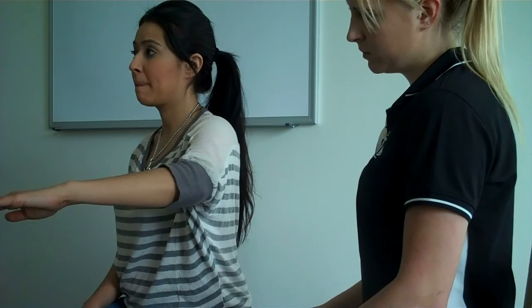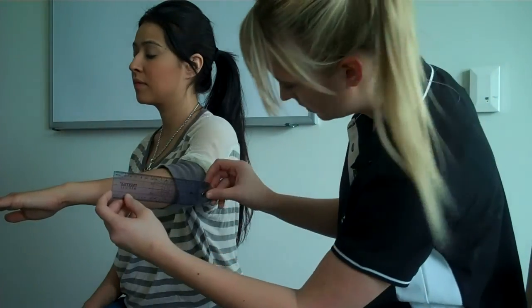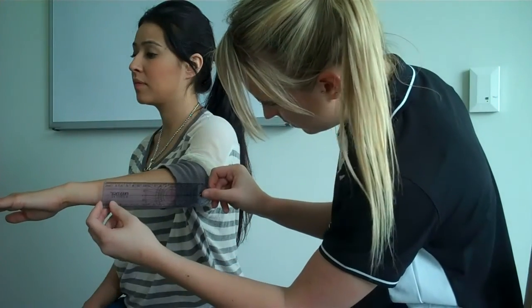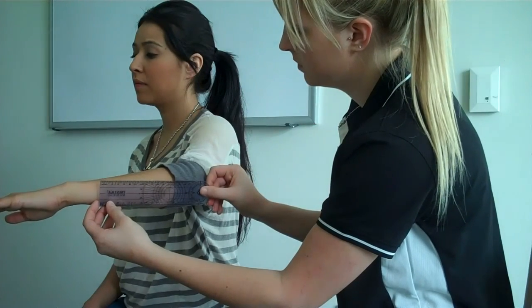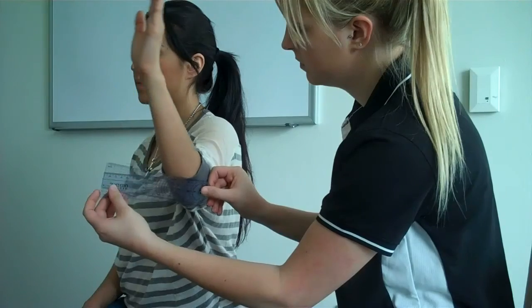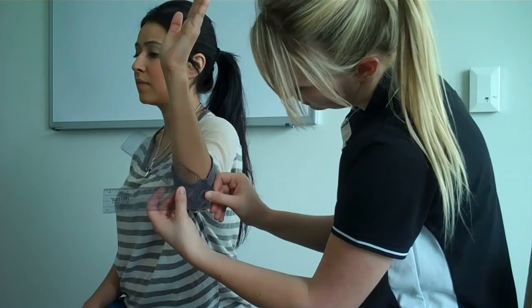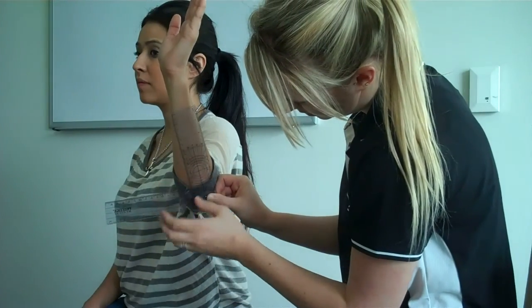The axis of the goniometer is on the olecranon process of the elbow, and the stationary bar and movable bar are parallel to the forearm. The client's forearm is swung up gently, keeping the humerus parallel to the floor. The measurement begins at 0 degrees and ranges to 90 degrees.